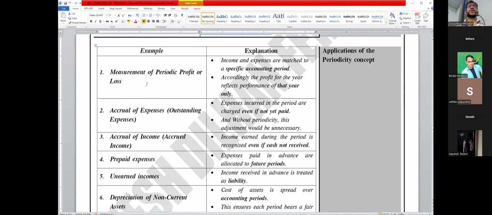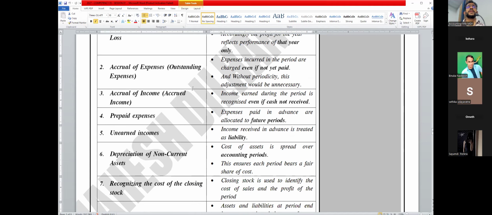Measurement of periodic profit or loss. Income and expenses are matched to a specific accounting period. Always remember, we recognize the relevant income of the period and the relevant expense of the period to determine the profit. Accordingly, the profit of the year reflects the performance of that year only. If you recognize the income and expenses of that particular period, that reflects the performance of that particular year only.